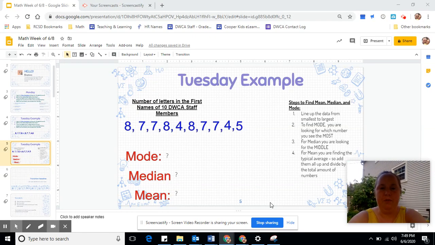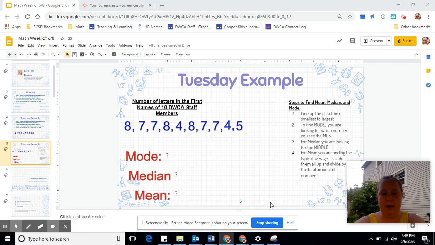Sixth graders, let's review finding mode, median, and mean with a set of data. And I'm going to show you how to do that within a Google slide so that you can do some of the practice sets ahead.